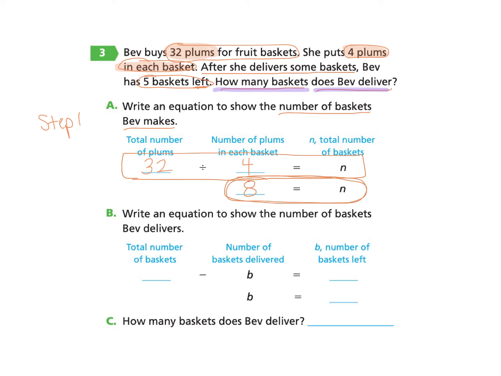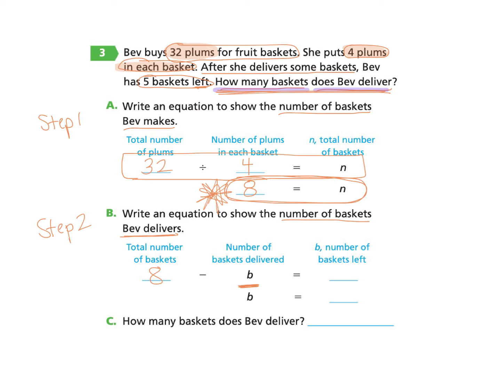Let's take a look at part B. Write an equation to show the number of baskets Bev delivers, which is what our word problem is asking us above. So now we are completing step 2 of this problem. So we can fill in the information that they're asking. The total number of baskets is 8. We learned that here in step 1. Now we want to find out the number of baskets delivered, which is our unknown. So we're going to call that B for our unknown number.